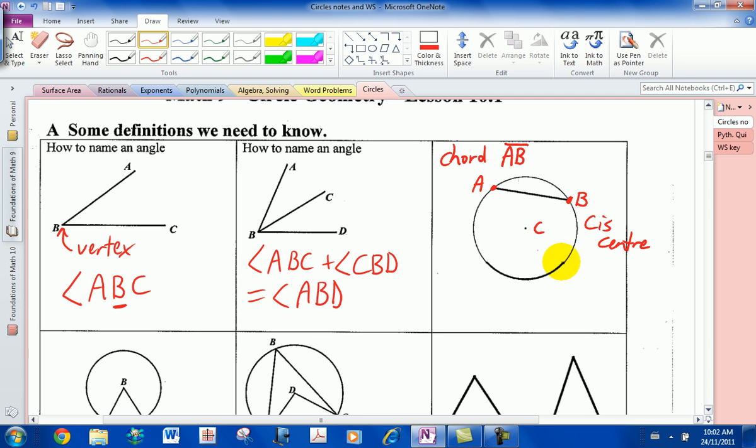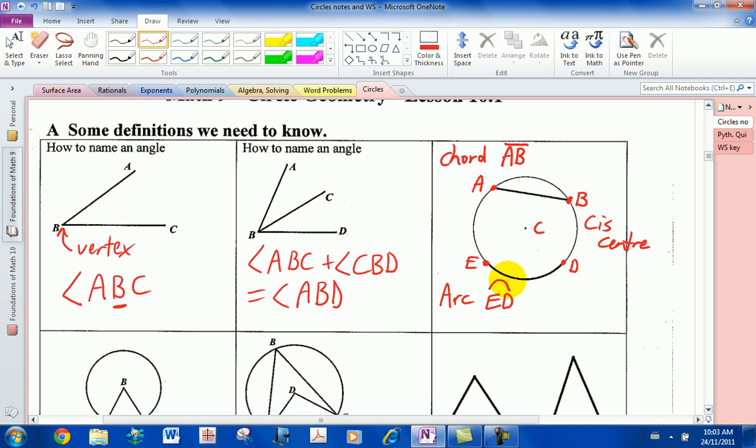Then we have another little line that goes on the edge of the circle, and we'll call that DE. DE has a special name as well. If it's on the edge of the circle, we call it an arc. So ARC, we have arc ED. For an arc, we usually put a little rainbow over top to represent it. So a curved line, which is an arc, kind of representative of what you see. Chord AB has a line, arc ED has a little arc.